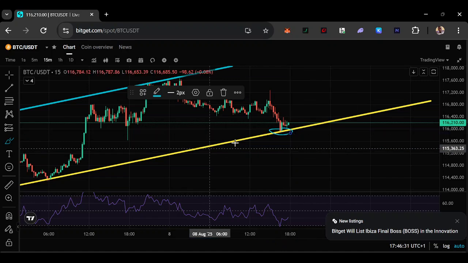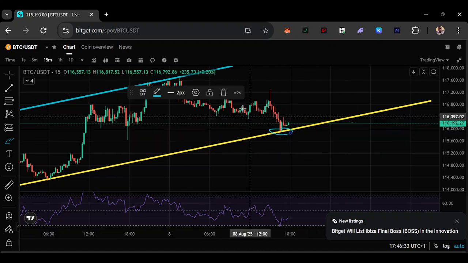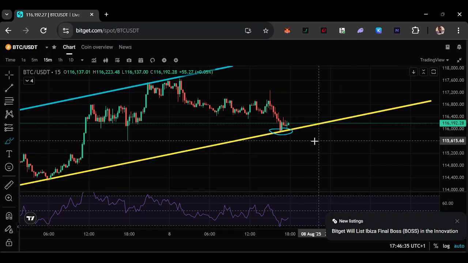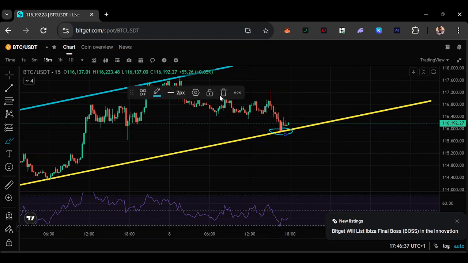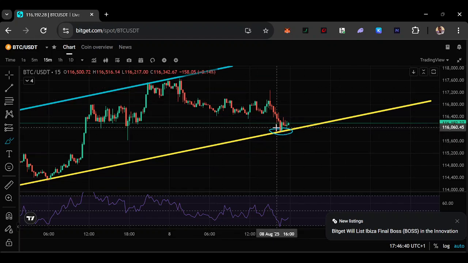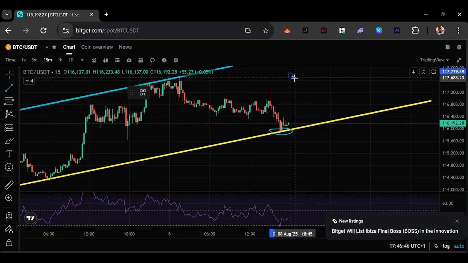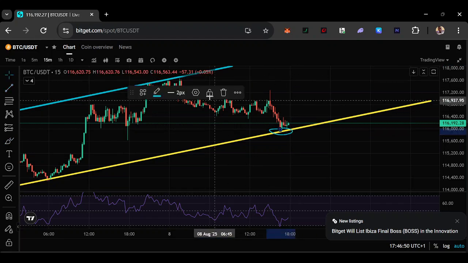If you don't understand what RSI means, you can always let me know in the comment section, and then probably I can make a separate video on how RSI works. Now, we cannot just conclude and start making our decision immediately. We need a confirmation, and that is exactly what RSI is going to help us achieve.